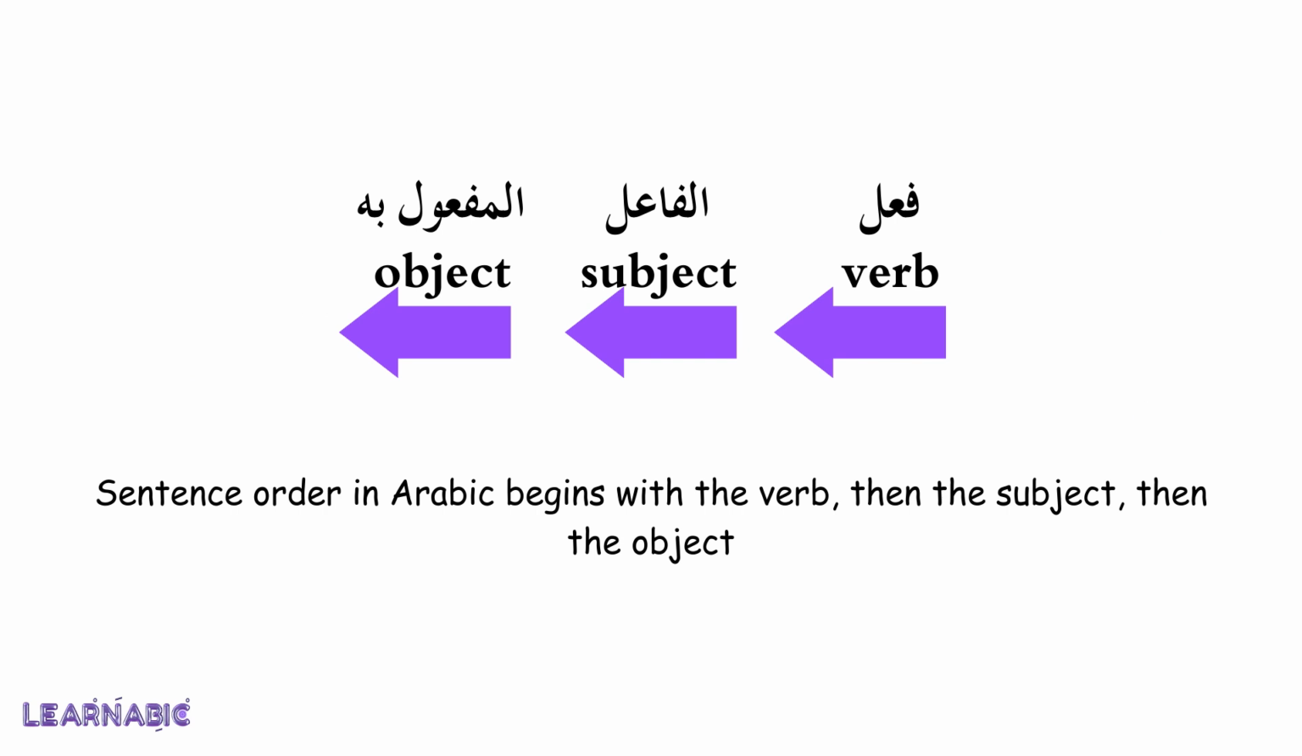As we know, in Arabic language, we start writing and reading from right to left, and the sentence order begins with the verb, then the subject, and finally the object. But in the imperative sentences, the subject, al-fa'il, is hidden. It's just like in English when you ask someone to do something. You say, do it. But if you want to confirm the order, you say, you do it. Right? The same in Arabic.